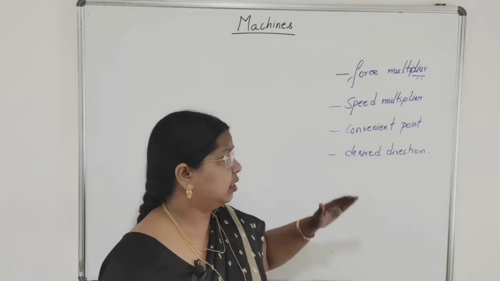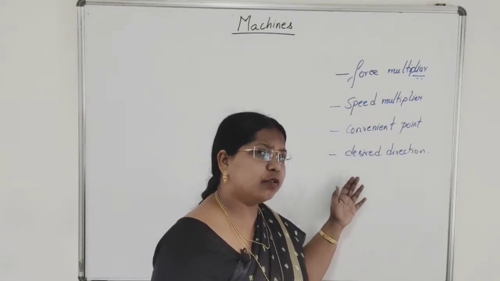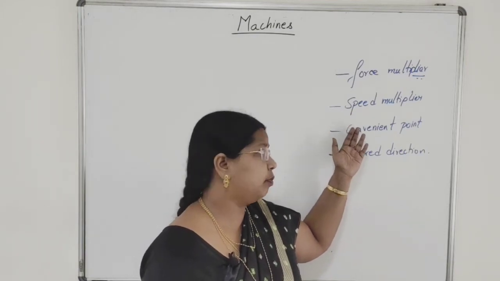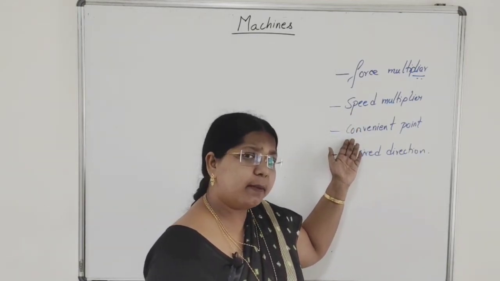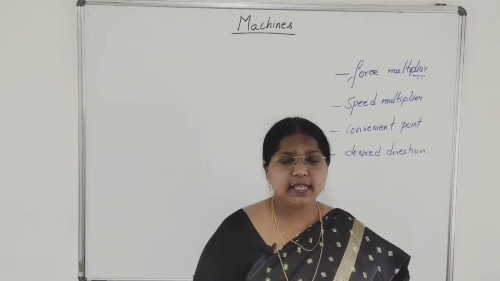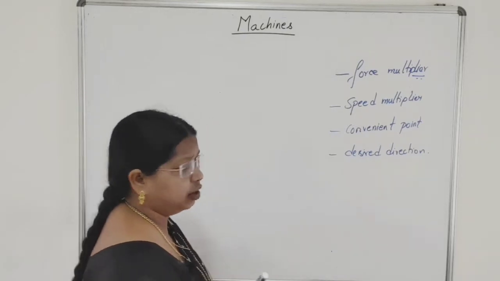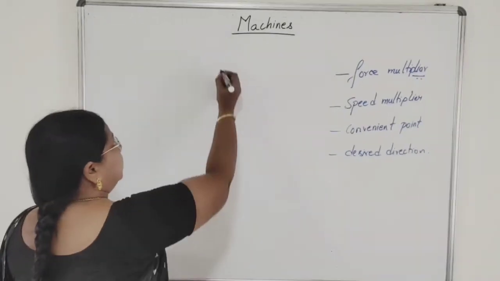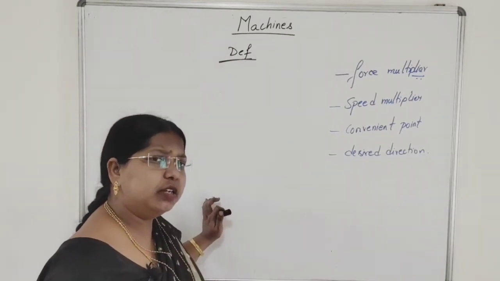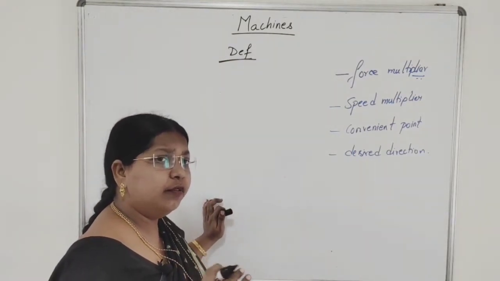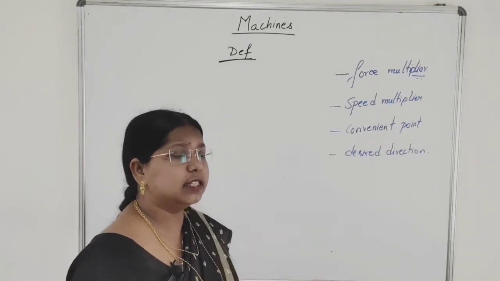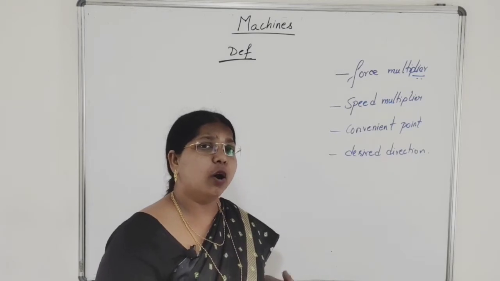So here are some of the main functions of the machine. They will multiply the force, they will gain the speed, and the effort can be applied at a convenient point and in a desired direction. Now let us see the definition of machine. We know a machine is a device which can overcome the resistance. Resistance means resistive force or load.